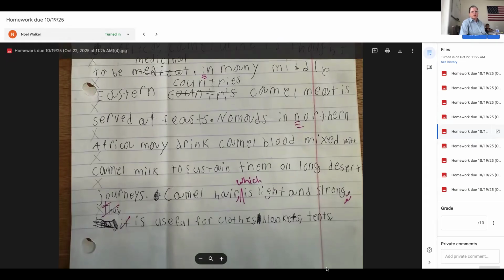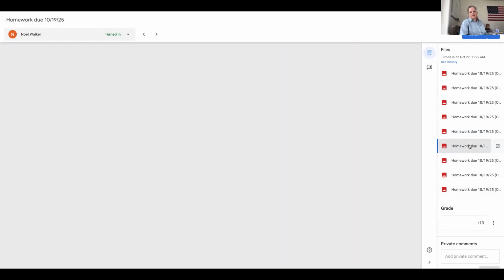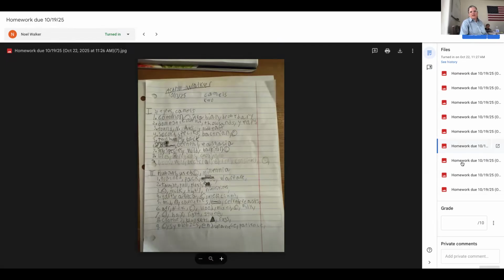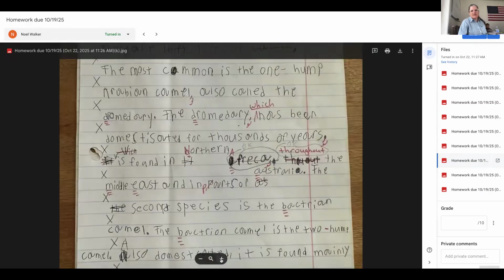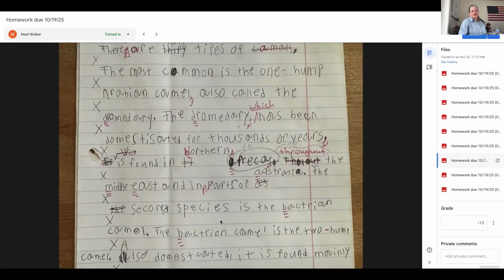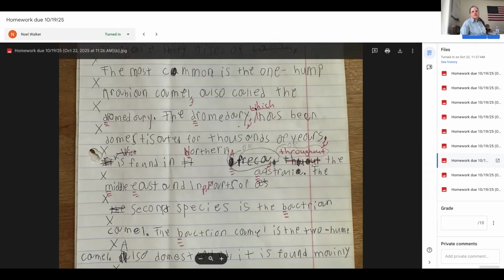Camel hair, which is light and strong, is useful for clothes, blankets, tents, and something else which we don't know where it is. And rugs, yeah. Oh, and there's the first one. First pair. I marked it to make sure. Yeah, okay, go ahead and read that one. The camel, which has been domesticated for thousands of years, is found in northern Africa. Good. I know you had a lot of corrections on there. That's okay. Good. And the only thing you need to do, oh, you did underline it, with your correction.